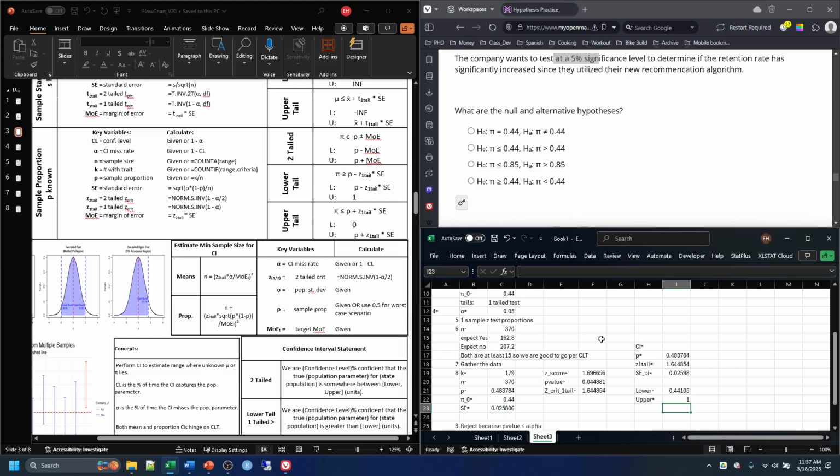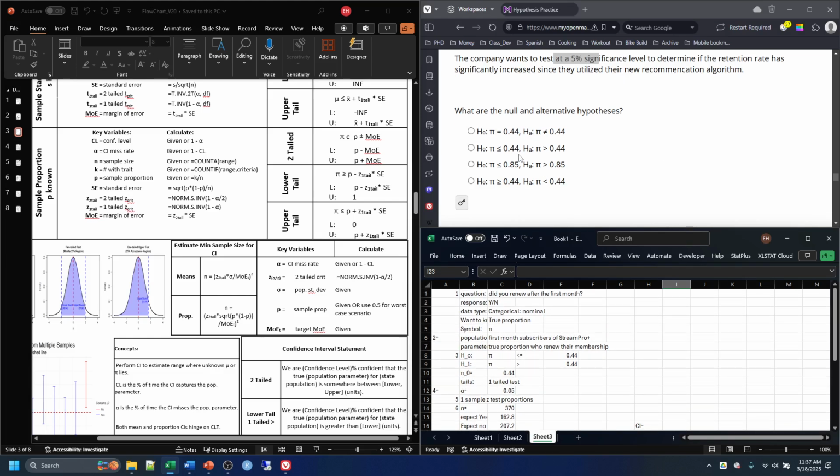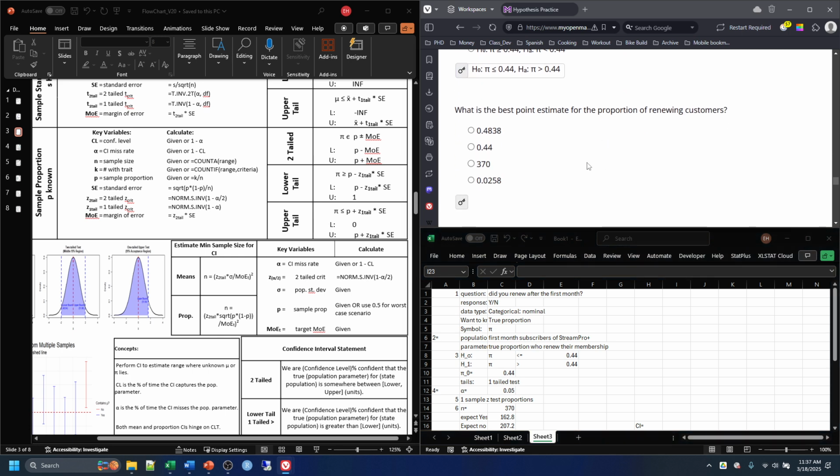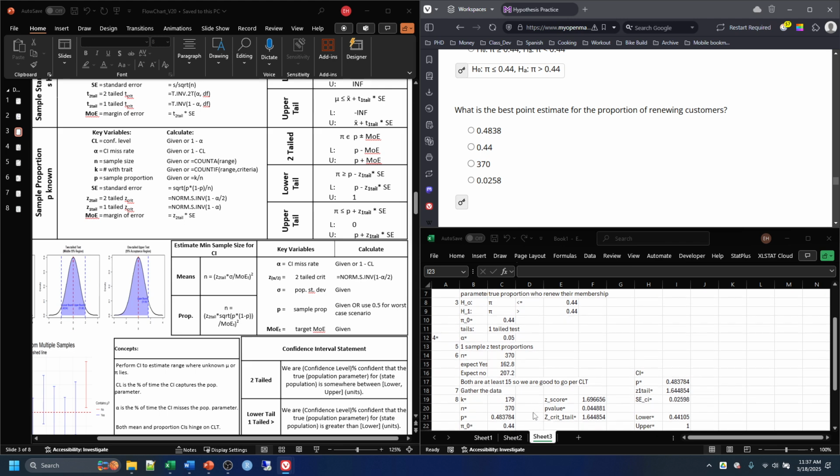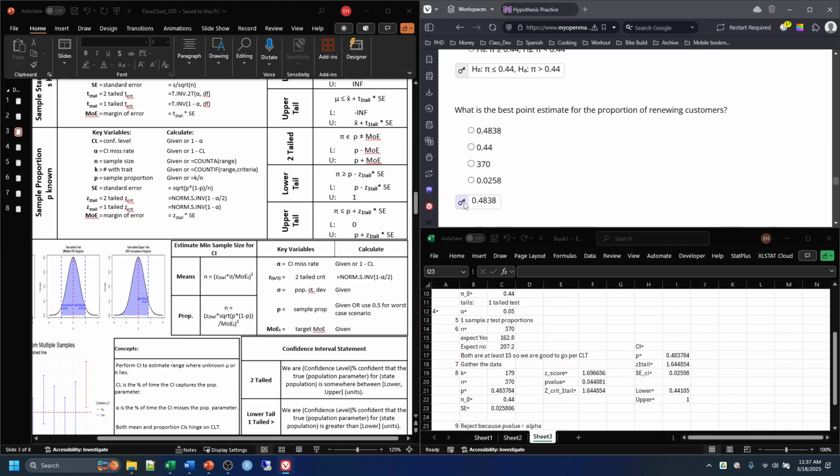Okay, so let's go through and do all of these. We did all of these steps, so let's see what the null and alternative hypotheses are. We said the alternative hypothesis should be greater than, but it's not this 0.85. We need it to be greater than 0.44. Fantastic. The best point estimate for the proportion of renewing customers is our sample proportion, and our sample proportion is 48%, or 48.38. When we computed the test statistic, that's our z-score, we got 1.689 or 698. That's what we got down here.